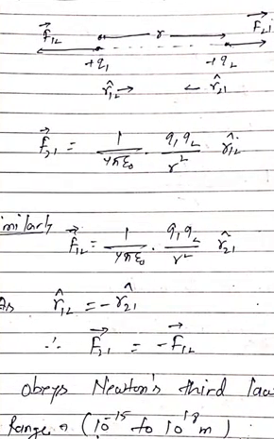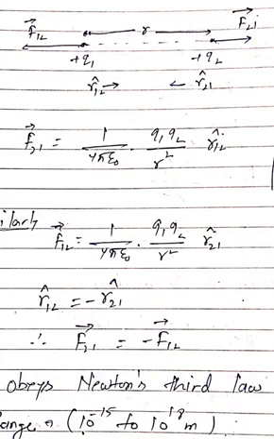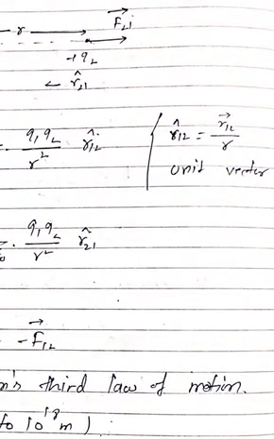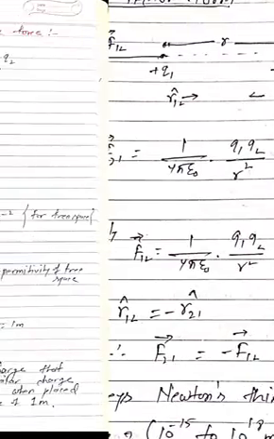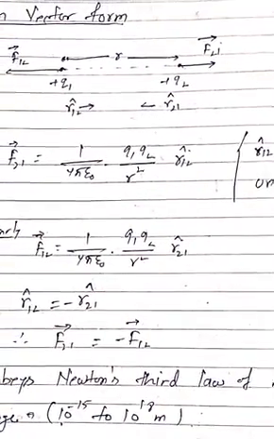F21 equals 1 by 4 pi epsilon naught q1 q2 by r square. It is similar to what we did earlier. But in F21, you can see I have written R12 and over that I have given a hat. What is this? R12 hat is the unit vector. R12 hat is what? R12 vector divided by R. This we have already done in class 11 in the chapter on vectors.